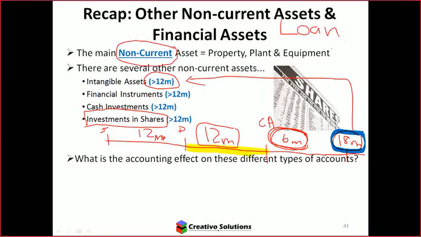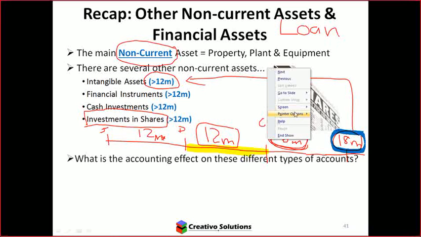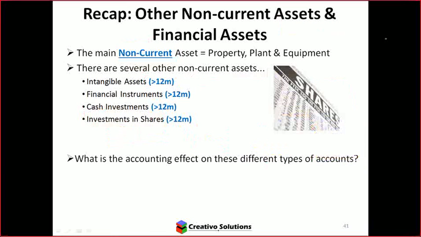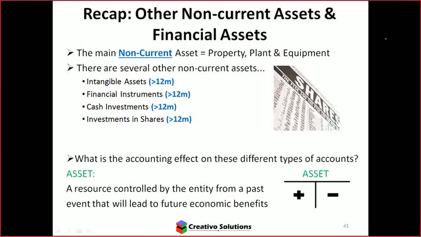Yes. Okay, so what is the accounting effect on the different accounts? I don't know. What are all these accounts? Assets. Exactly. So that's not going to change. The accounting effect will be a debit plus and a credit minus because it meets the definition. So an intangible, a financial instrument, a cash investment, an investment in shares, all of it still represents an asset in terms of meeting the definition of being a resource controlled by the entity that arises from a past event. Make sense? Yes, it does.